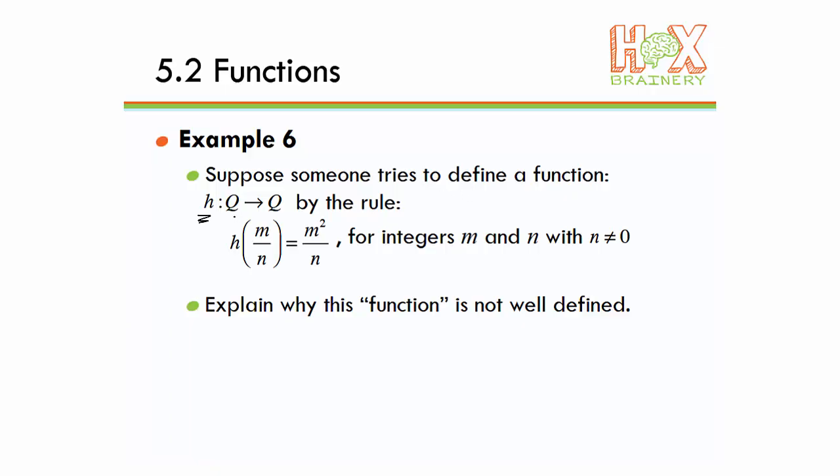We have H, and it relates rational numbers to other rational numbers by this rule here. It's saying if you plug in this m over n into your function, then what's coming out of it is m squared over n for all integers m and n with n not equal to 0. And we're going to explain why this function is not well defined, so why it's really not a function to begin with.